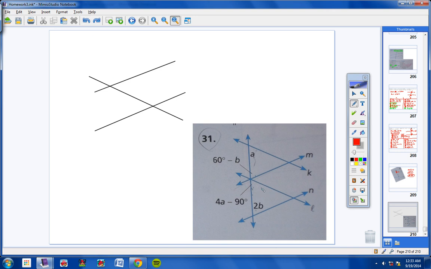Okay, now watch this. Notice that this angle right here, that goes from the parallel line to the transversal. So this angle right here from the parallel line to the transversal is how much? 60 minus B, this angle right here. Now, look at this angle right here. Here's the parallel line, here's the transversal, this angle here. So here's the parallel line right here.